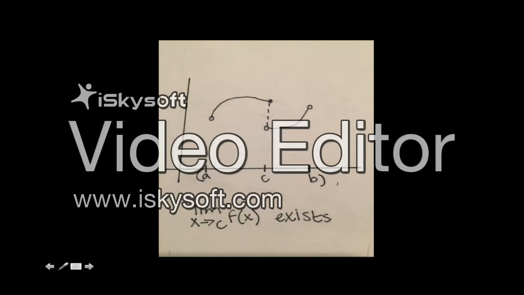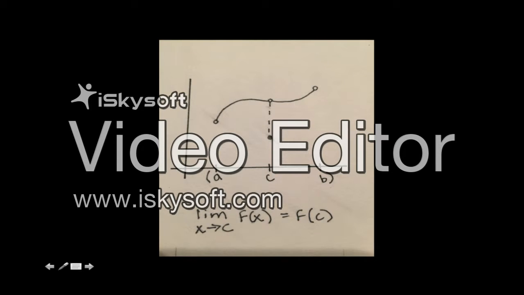Secondly, the limit as x approaches c of the function f of x must exist, which excludes the endpoints because endpoints have one-sided limits. This graph has a function where the limits of x approaching c from both the left and right exist but are not equal, so the function is not continuous at c here.